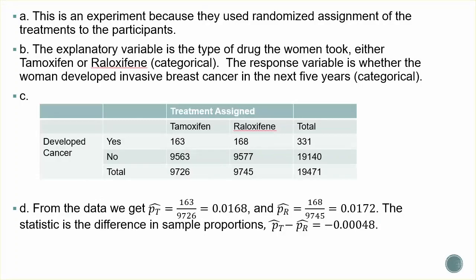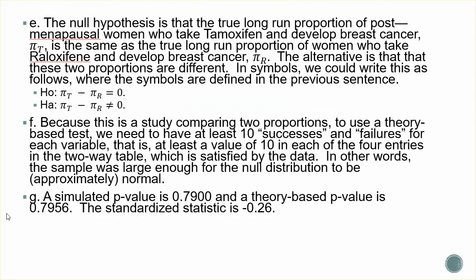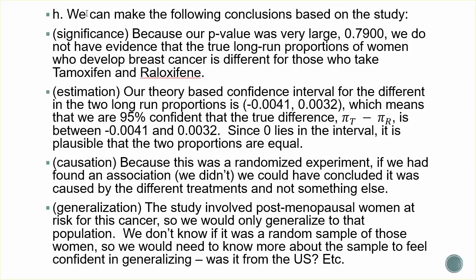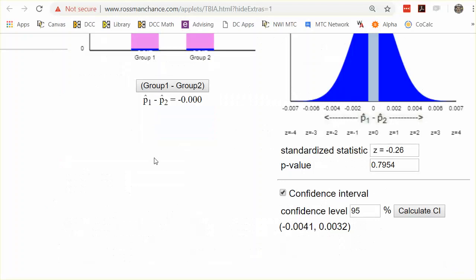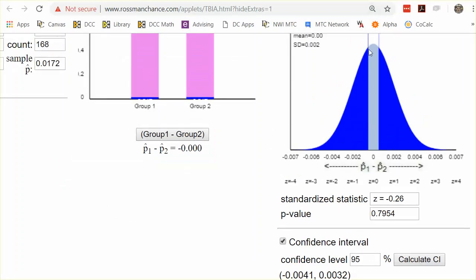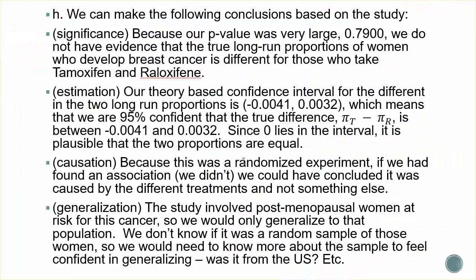Let's go back to the answers and actually write it up. So there's our p-value and our standardized statistic. Of course, the simulation is going to vary from time to time in what exact number you get, but the theory-based should hold pretty steady. Okay, so what conclusions do we make? Well, our p-value is really large, right? The observed statistic was right in the middle of the null distribution. Our difference was almost zero, right? So it was just right smack dab in the middle. So that didn't give us evidence that these things were any different, right?